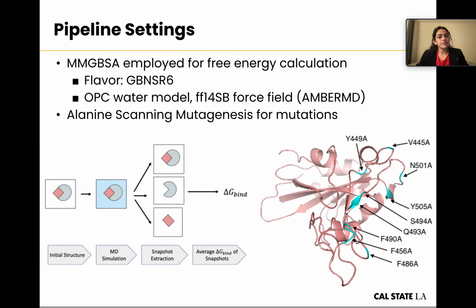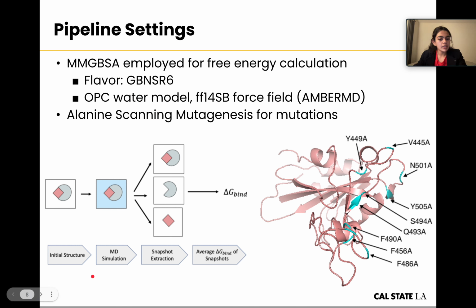On this slide here, I've shown the specific settings of our pipeline, and there are a couple of main things I want to point out. First, we are using a method known as MMGBSA, which is the abbreviated form of Molecular Mechanics Generalized Born Surface Area. The general workflow for MMGBSA has been shown on the bottom left of the screen here.